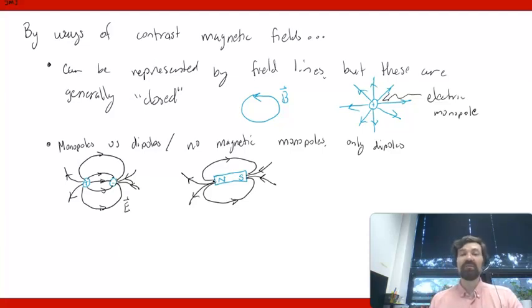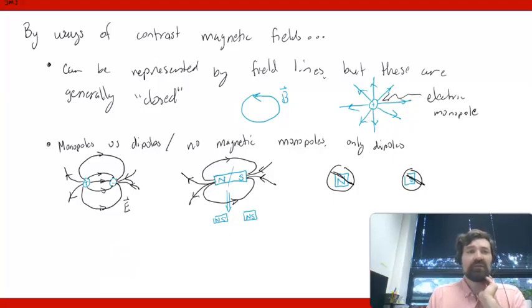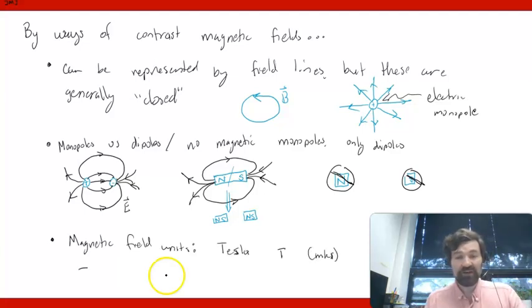The difference is that with magnetic fields, you can't just have a north pole, nor just a south pole. So this is sort of not allowed. They always kind of are together. If you cut this magnet in half, you get two new magnets, each of which has a north pole and a south pole. Okay. The unit for the magnetic field is the Tesla. However, we also very often use the CGS unit, which is the Gauss.